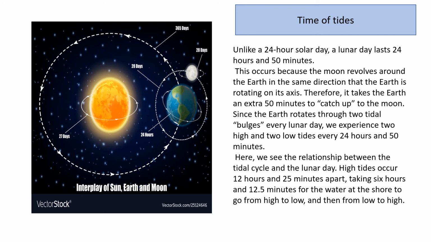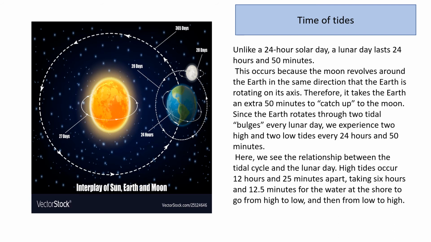Here we see the relationship between the tidal cycle and the lunar cycle. High tides occur 12 hours 25 minutes apart, taking 6 hours 12.5 minutes for the water at the shore to go from high to low and then from low to high. Please understand this diagram carefully.